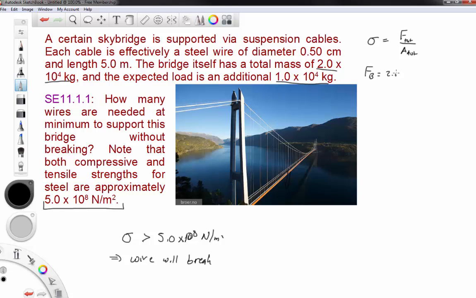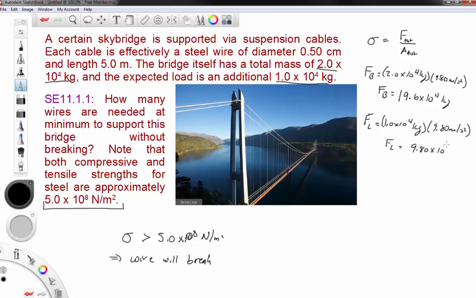So F bridge is 2 times 10 to the 4 kilograms times 9.80 meters per second squared. So the bridge itself should have a weight of, we'll call it 19.6 times 10 to the 4 newtons. And then the weight of the load is 1 times 10 to the 4 kilograms times 9.80 meters per second squared, which means that the load itself should be 9.80 times 10 to the 4 newtons. These are both in newtons. So the total force, F total, is the weight of the bridge plus the weight of the load, and that's basically going to be 27.4 times 10 to the 4 newtons.